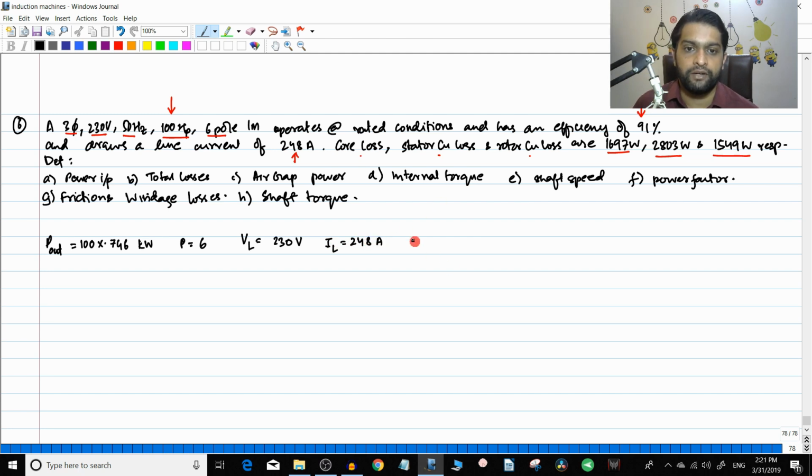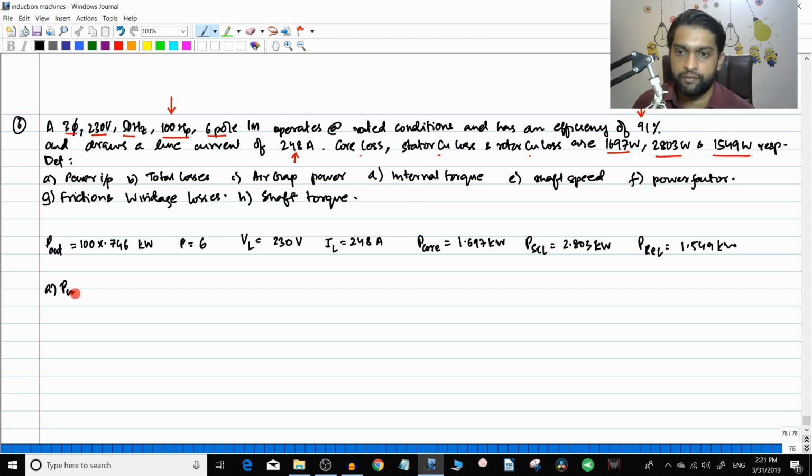And what else they have given: the core loss, we'll convert everything into kilowatts, is 1.697 kilowatts. The stator copper loss is given to be 2.803 kilowatts, and the rotor copper loss is given to be 1.549 kilowatts. So all these points are given. You have to first find the input power of the induction motor. And efficiency also they have given, right? The efficiency is given to be 91%.